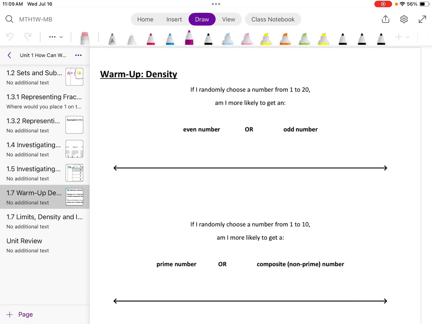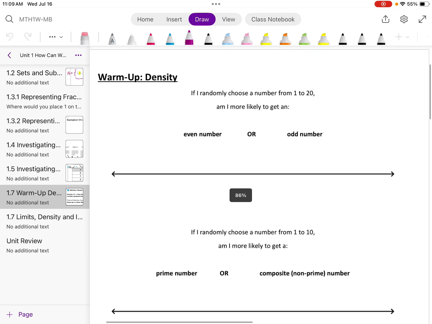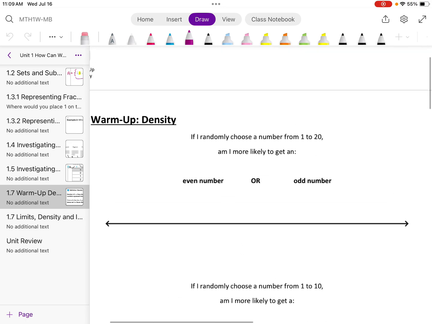Okay, so we're going to look at a warm-up of density, which is a word that should be new to you in grade 9 math. So if I am trying to choose a number between 1 and 20, am I more likely to get an even number or an odd number? So take a second, pause the video, and try this out and see if you can figure that out. Are you more likely to get an even number or an odd number?